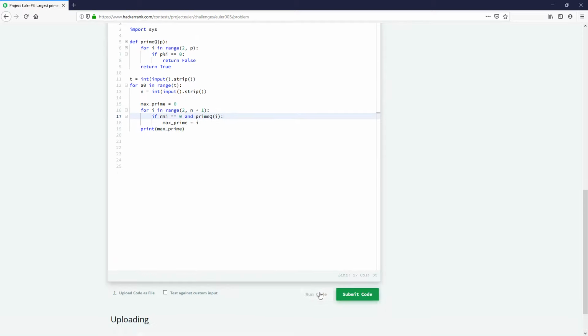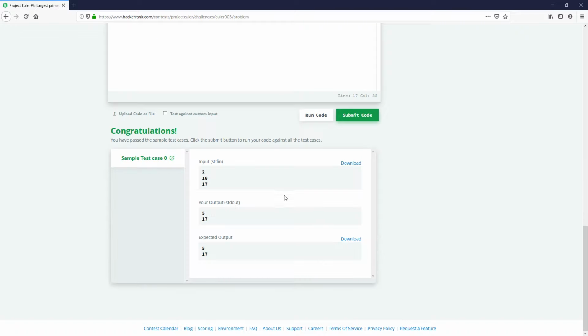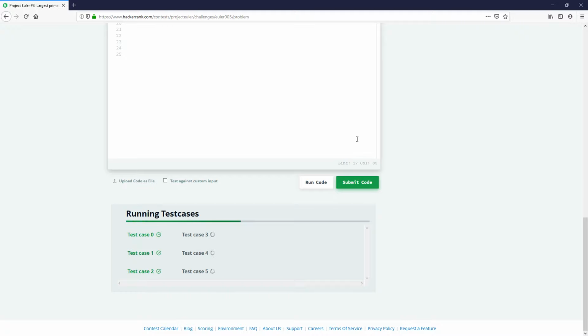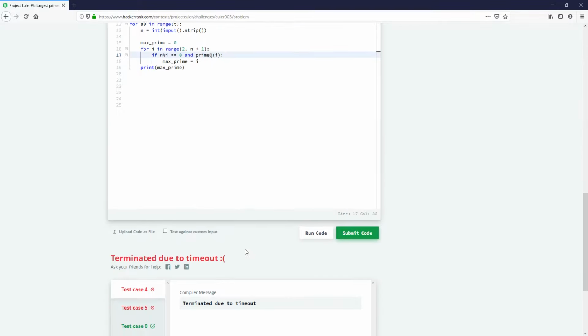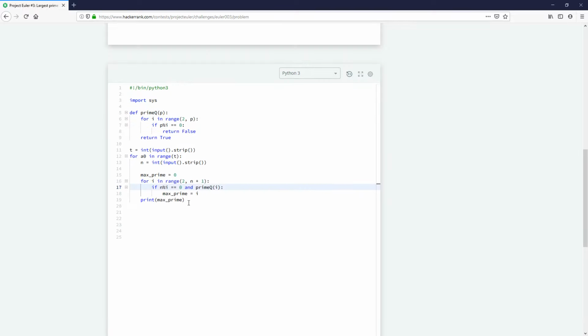So let's go ahead, run this, and see if it gives us a correct answer. We're getting the correct answer so far. Let's go ahead and submit the code and see if we get timed out on anything. And as was the case before, we have 2 cases that are spinning. These will probably be timeouts, but we will see. And there we go: timeout, timeout. All right, so we're getting correct answers, we're just getting timed out.